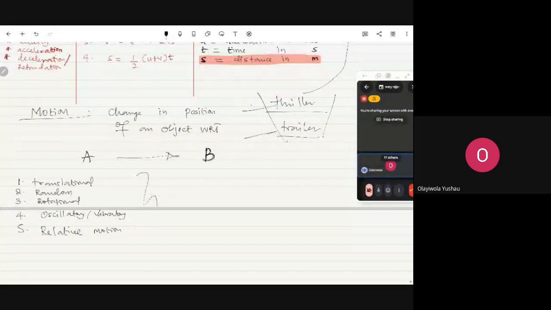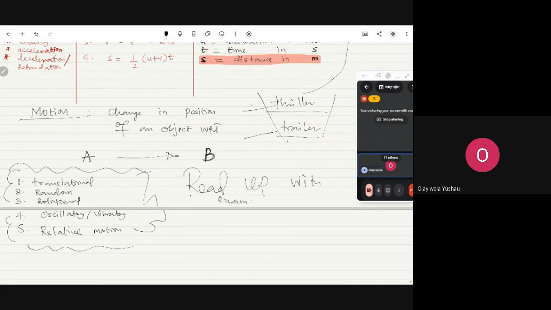Okay, assignments. Go and read up on these types of motion and their examples. Read up with examples, and we'll continue from there in the next class.